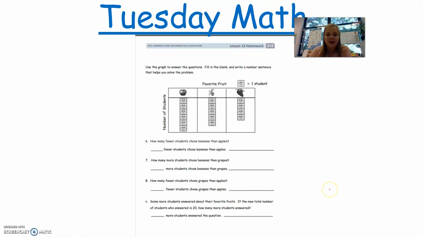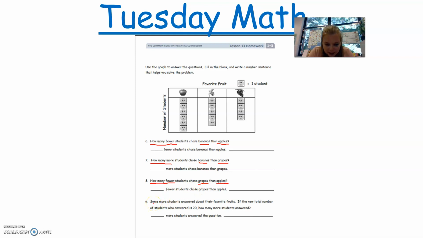This is also in your packet, okay? This is the same thing, but its graph goes down. So its graph is just going the other way. I want you to answer these questions. So this one is, how many fewer chose bananas than apples? So kids voted for their favorite fruit. So how many fewer chose bananas than apples? How many more chose bananas than grapes? How many fewer students chose grapes than apples?